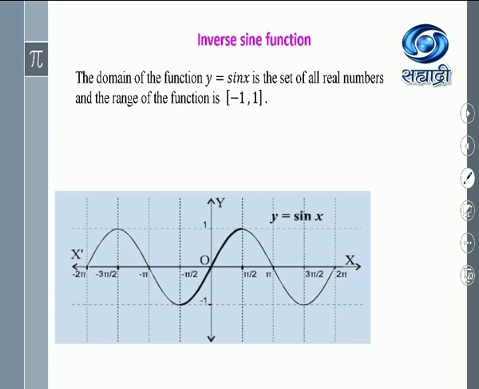Now, because of the period of the function, the sine function is a many-one function, right? You know this. Because of the period of the function, the sine function becomes many-one. To find its inverse function, you will have to make the function one-one. So how will you do that?